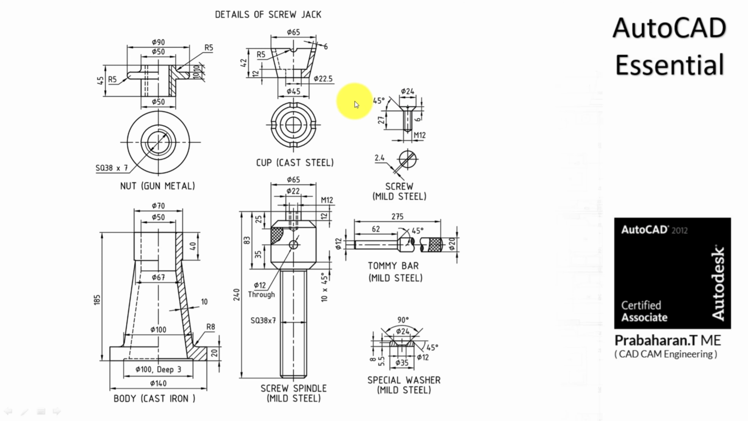Already I said these components are called standard components, like a washer, bolt, nut, screws. So these are the standard components. These components can be downloaded or copied from the Design Center in AutoCAD. First we will download this from the Autodesk Design Center.